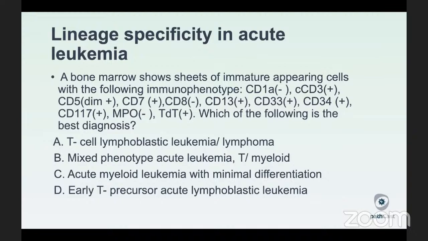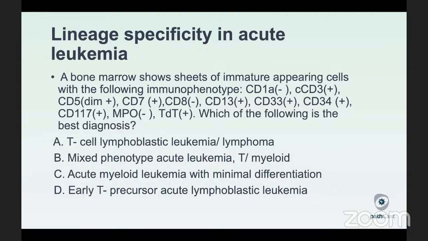So we have a bone marrow that shows sheets of immature appearing cells with this phenotype. CD1a is negative, cytoplasmic CD3 is positive, so this is lineage specific for T lymphocytes. So we have T-lymphoblastic leukemia, at least an element of T lymphoblasts going on here. And then we have CD13 and CD33. These are myeloid, but they are not specific for myeloid. So try to be very cautious about this. We have CD34, we have CD117. It's again another myeloid marker, but it's not specific. The lineage specific marker for myeloid, MPO, is negative in this case.